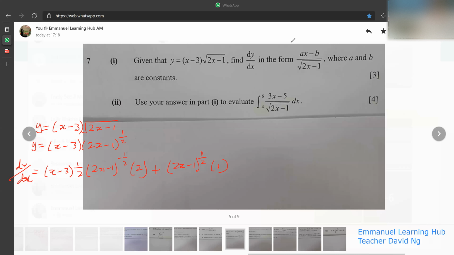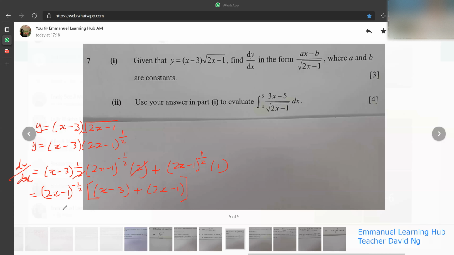Next, you have to simplify until you get in this form, right? So to simplify, the 2 can cancel off. The trick is to take out this guy. Take out the negative power. You factorize out your negative power. I have x minus 3 inside. Then after that, because I take out negative power, I end up with power 1.